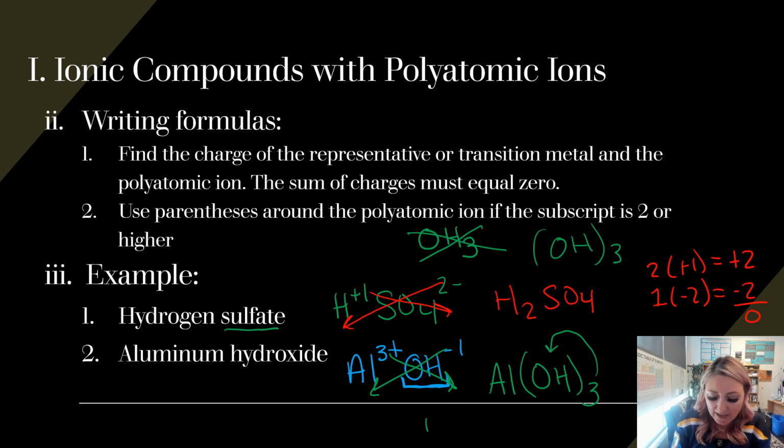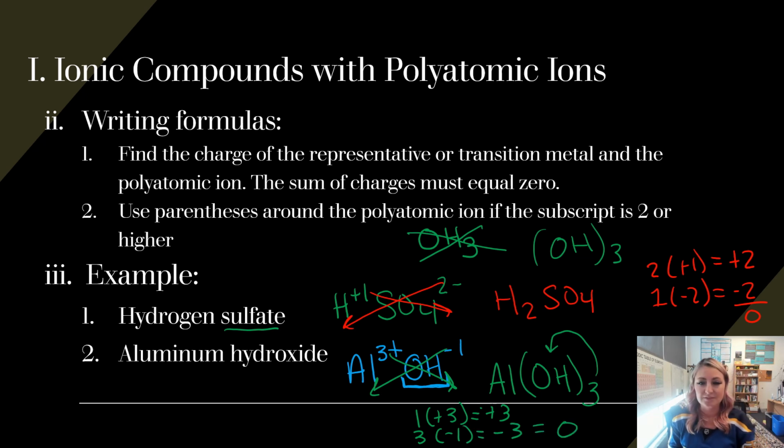Double checking our math, you have 1 aluminum with a +3 charge, that is +3, and you have 3 hydroxides with a -1 charge each, that's -3. So this will sum to 0. Yes, we've done it correctly.